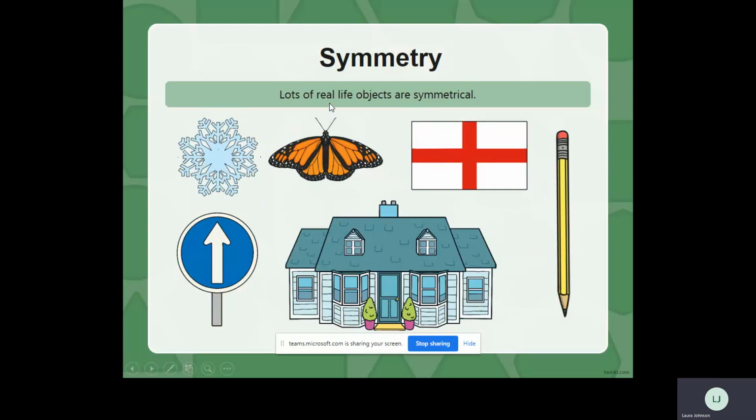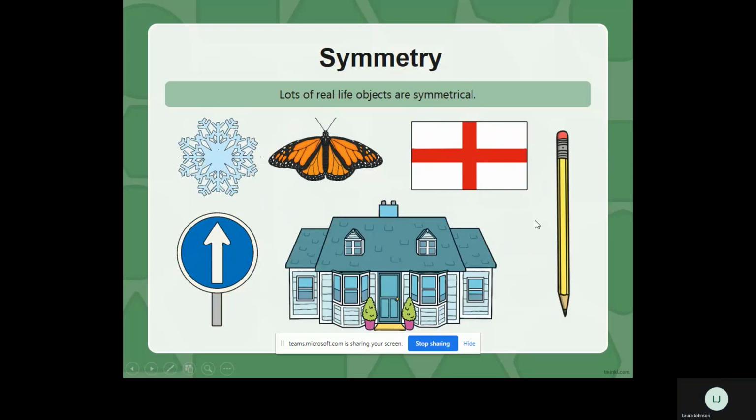Look at the butterfly here. I could put the line of symmetry down the middle, because both sides would be the same. I couldn't put one across the middle horizontally because the top is not the same as the bottom. Does anybody recognize this flag here? This is the England flag. If we put the line of symmetry down the middle, both sides would be the same, but I could also put a line of symmetry horizontally through the middle to have the same on both sides.